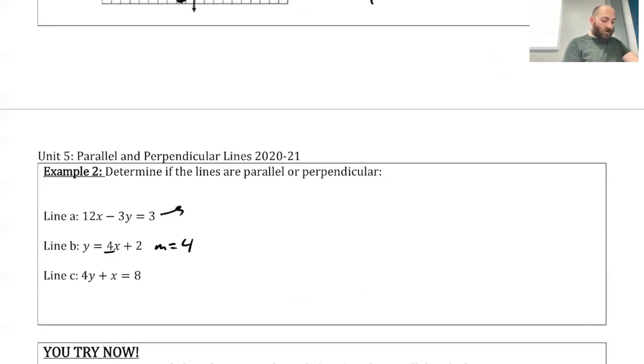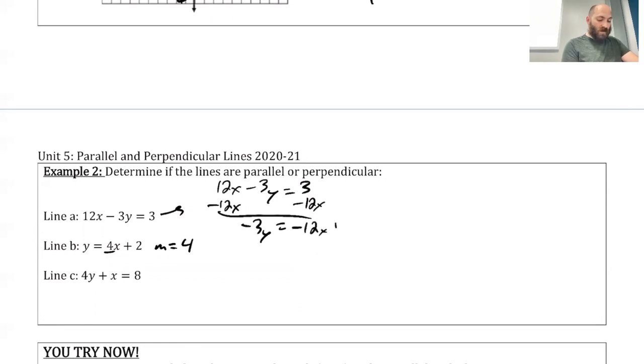So that means I'm going to start off by subtracting 12x. Well, let's just write the whole thing. So I can subtract 12x over, and that does not combine with a 3. So I'm going to have negative 3y is equal to negative 12x plus 3. Then I can divide every single thing by negative 3. So y equals, that'll be a positive 4x minus 1 there.